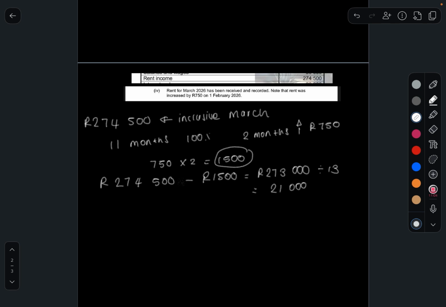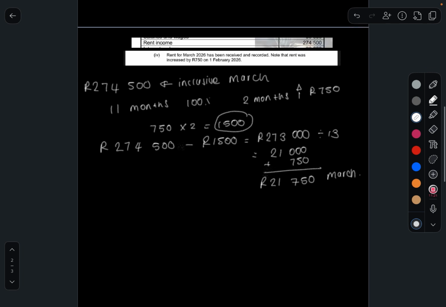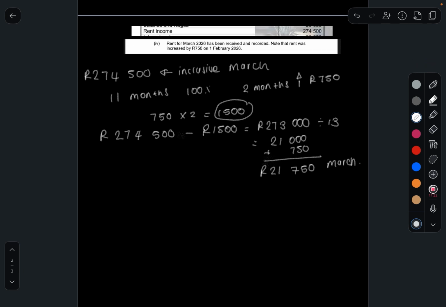But in Feb, it increased by 750. So we have to add back the 750 because for March, they paid 21,000 plus 750, which is 21,750. This is for March and Feb. However, we're focusing on March because it's not part of the financial year. So effect on income, just gonna say IS, income statement.